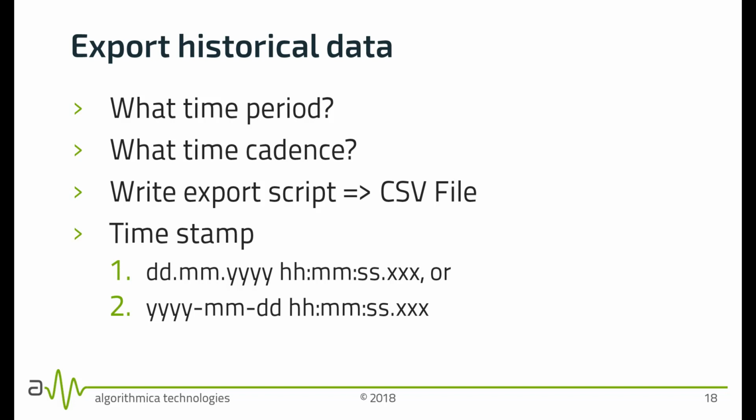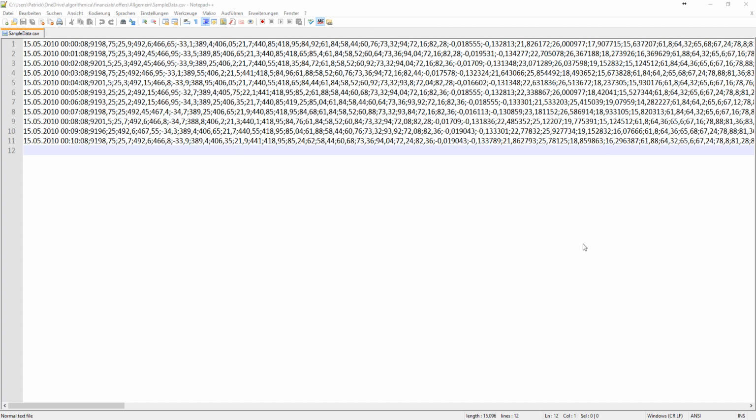In other words, the normal international time format that starts with day, month, year, and then the time of day, or in the ISO format, which is year-month-day, and then the time. In both of these time formats, the .xxx, which indicates milliseconds, is optional. The rest of the timestamp must be according to this format.